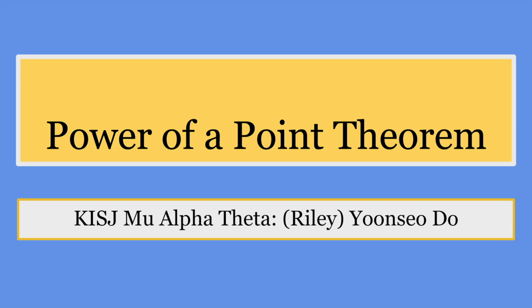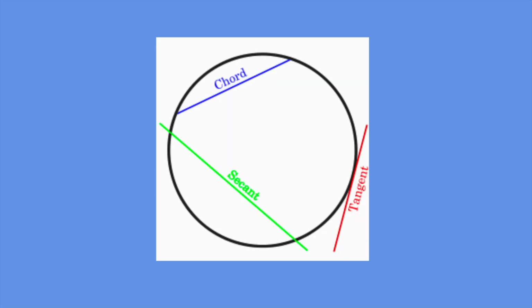Hi, I'm here to tell you a basic understanding of the power of a point theorem. Before we begin, there are three geometric terms we should know. A chord is a straight line segment which has endpoints on a circular arc. So it has two endpoints on a given circle.